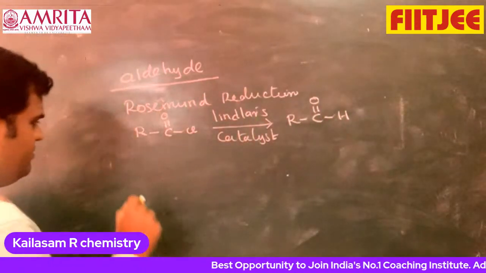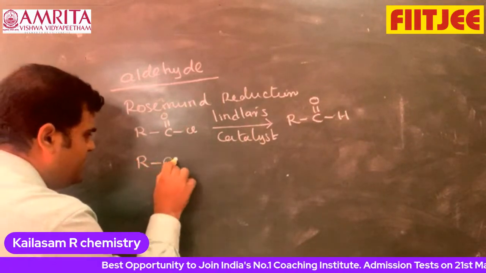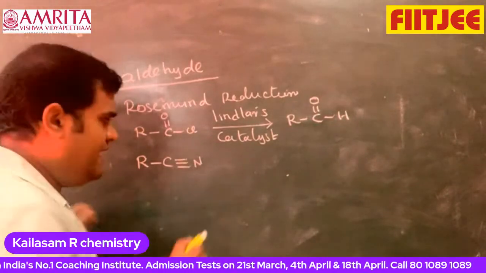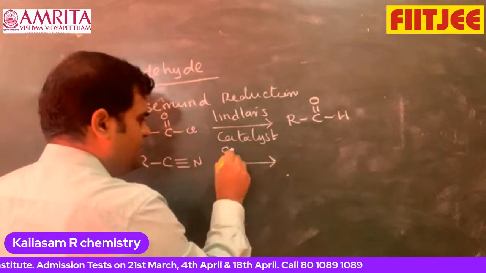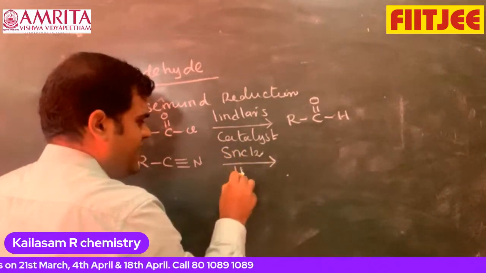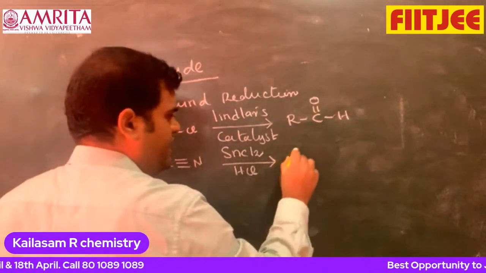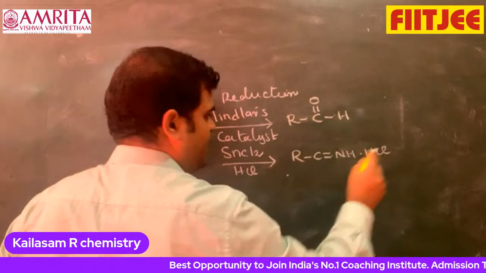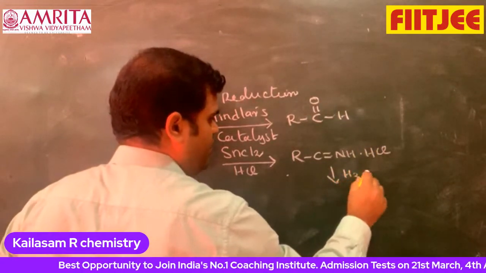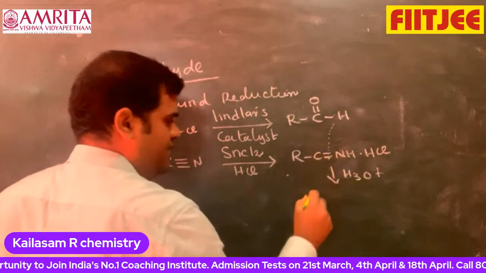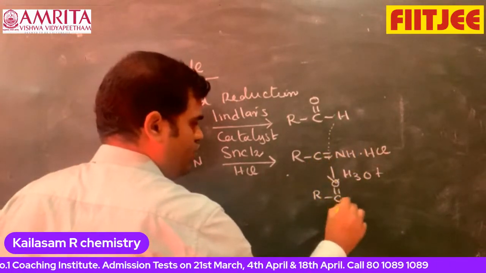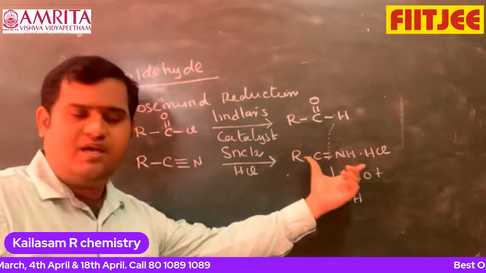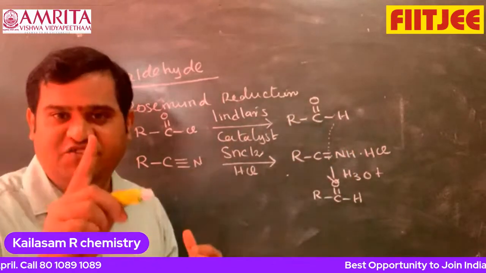Next, I'm taking R-C triple bond N. What is this called? It's called Stephen's reduction. Alkyl cyanide, in the presence of SnCl2 and HCl, I'm going to get R-CH double bond NH·HCl. I'm doing hydrolysis, H3O+, so the bond is going to break. I'm going to get RCHO as aldehyde. The intermediate I got is called the imine intermediate in Stephen's reaction.